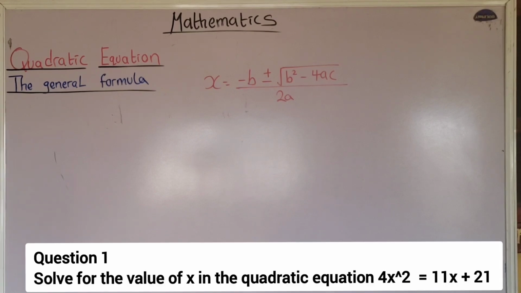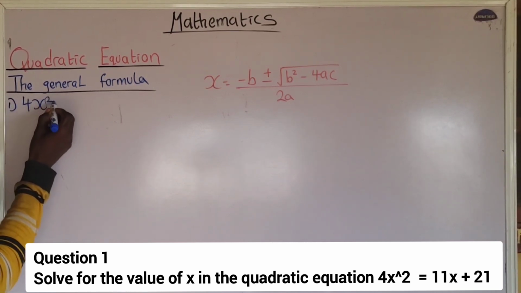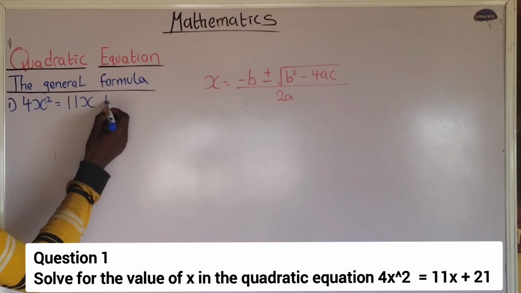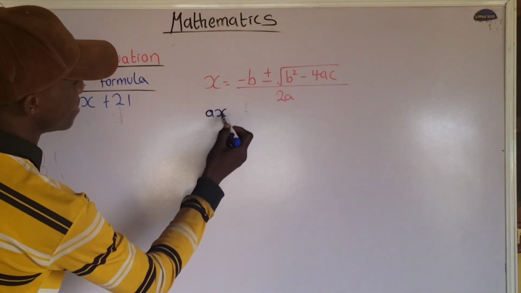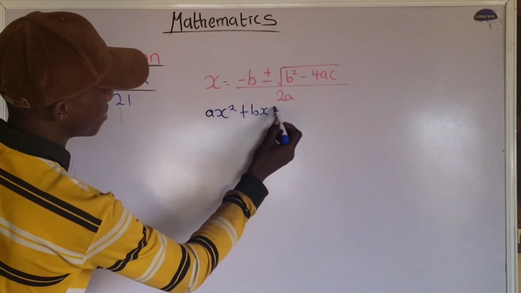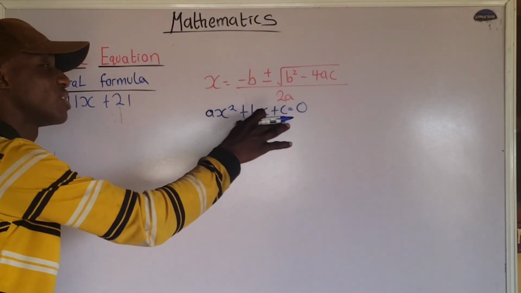We are asked to solve for the value of x in the quadratic equation 4x squared equals 11x plus 21. If you look at this quadratic equation, the first step is to rearrange it. You understand? This is how a typical quadratic equation looks like. A typical quadratic equation is equal to 0.